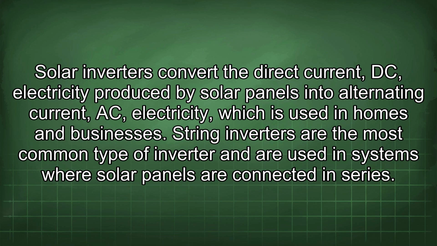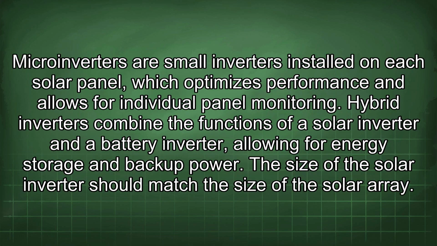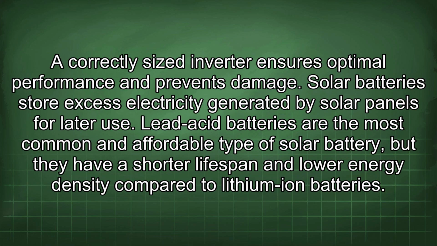Solar inverters convert the direct current, DC, electricity produced by solar panels into alternating current, AC, electricity, which is used in homes and businesses. String inverters are the most common type of inverter and are used in systems where solar panels are connected in series. Microinverters are small inverters installed on each solar panel, which optimizes performance and allows for individual panel monitoring. Hybrid inverters combine the functions of a solar inverter and a battery inverter, allowing for energy storage and backup power. The size of the solar inverter should match the size of the solar array.